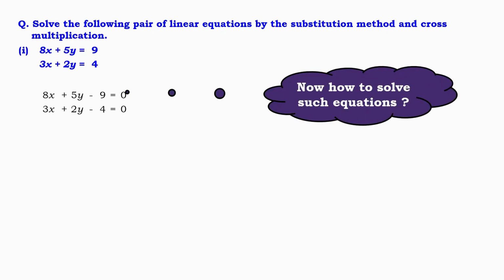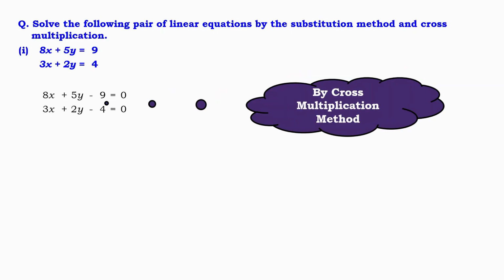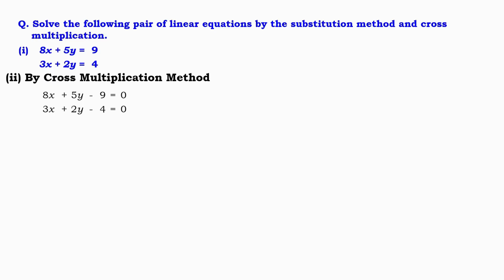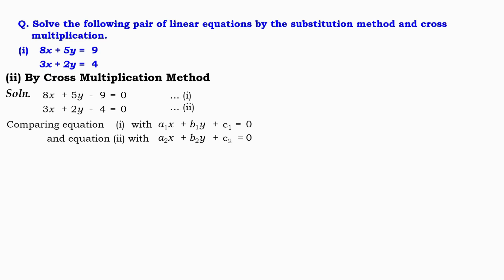Now, we compare these equations with the general form. From the first equation, a1 is 8, b1 is 5, and c1 is minus 9. From the second equation, a2 is 3, b2 is 2, and c2 is minus 4.